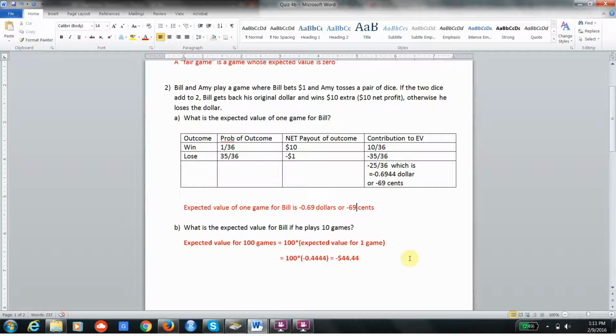And then they want to know what is the expected value for Bill if he plays 10 games. So I'm just going to multiply the expected value for one game by 10. So he had minus 0.6944. So the final answer is going to be minus $69.44. On average, that's how much he will lose after 10 games. Okay. So whenever we have the expected value for a number of games, we just multiply the number of games, which here is 10, by the expected value for one game. Okay, and that's our final answer.